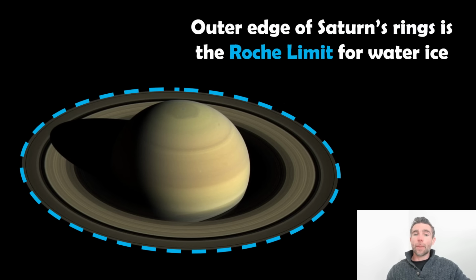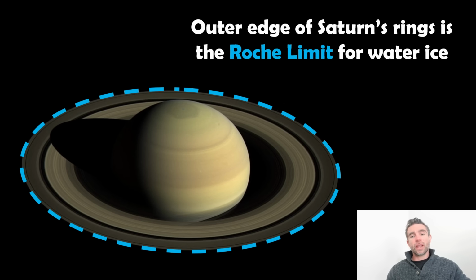So for a real world example, Saturn's rings, the outer edge of that pretty much sits at the Roche limit for water ice, because the rings are predominantly made from water ice, and the Roche limit sits approximately there. Now if it was a rocky material, then it would have a higher density probably, and you'd be able to get a little bit closer. So you could actually have a moon inside the rings, which we do have actually.